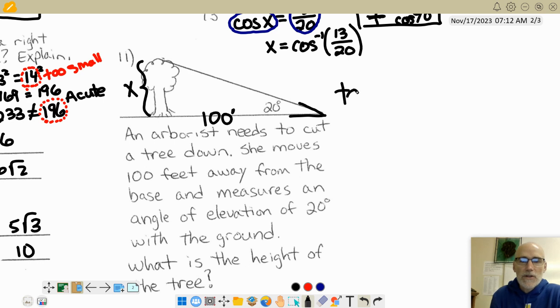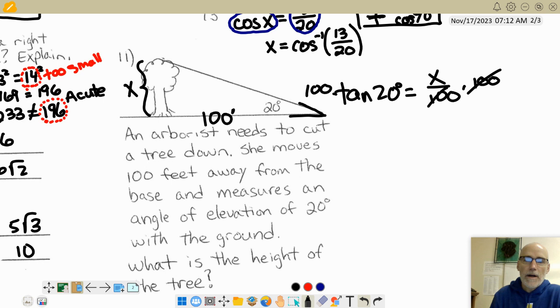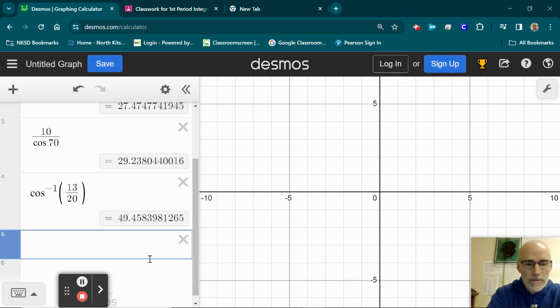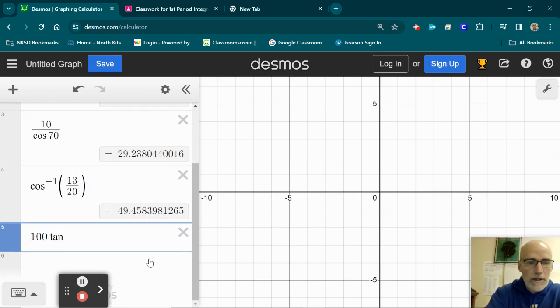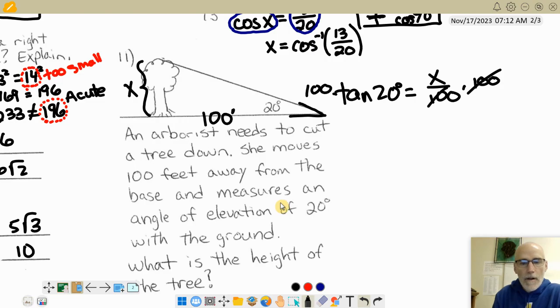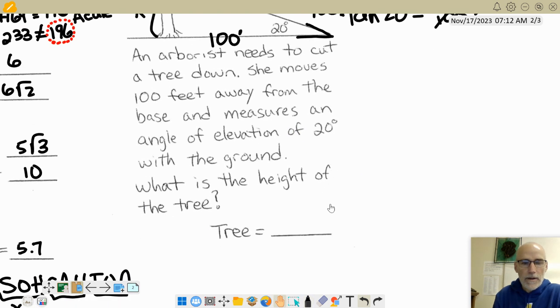So I'm going to do tangent of 20 degrees, and I'm going to set it equal to x over 100. And all we have to do is multiply both sides by 100, and these guys divide out. And so now I'm going to go 100 times the tangent of 20 degrees. 36. Yeah, I want to make sure my numbers are right. 36.4 feet. Okay, so, did I give you a line? Yeah, right down here.